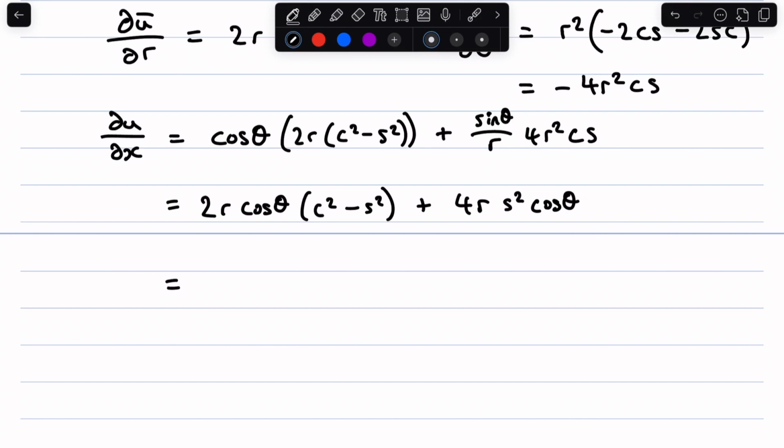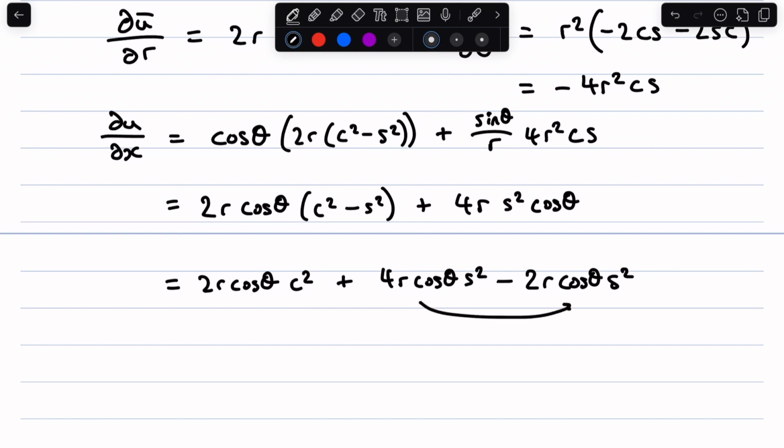So if we take on one side our factors of cos squared theta and on the other side our sine squared theta, you'll see what happens. We have 2r cos theta times cos squared theta, and then for the sine squared terms, we'll have plus 4r cos theta sine squared theta minus our 2r cos theta sine squared theta from this term here. And so combining these last two terms, we're just left with 2r cos theta sine squared theta.